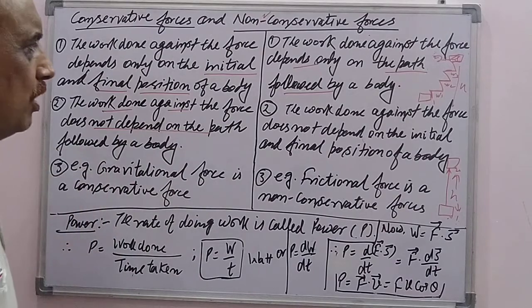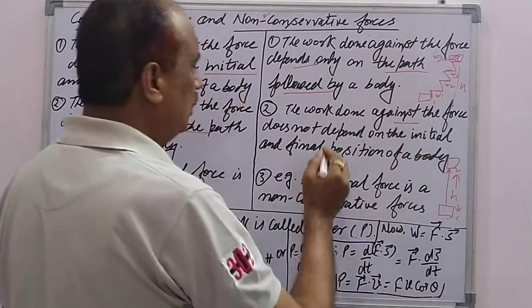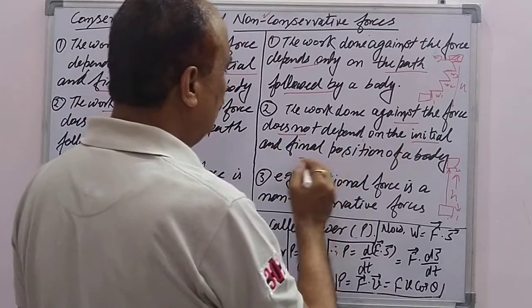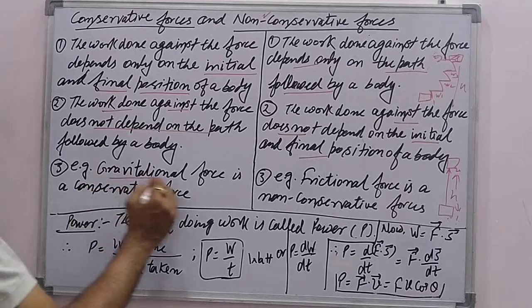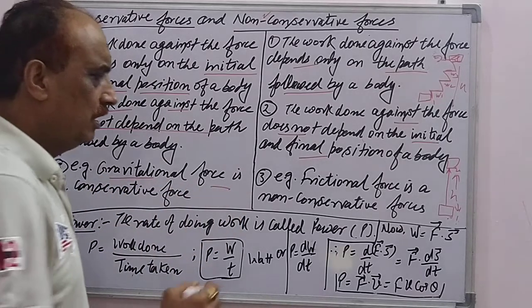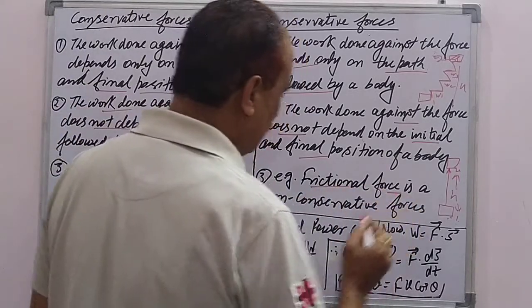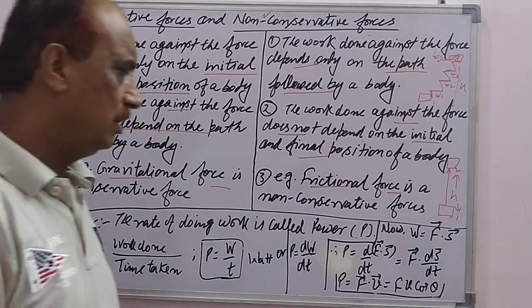Now the next thing is that the work done against the force does not depend upon the path followed. It's the converse point of this, so here we write that the work done against the force does not depend on the initial and final position of the body. For example, the gravitational force is an example of a conservative force. Similarly, the frictional force is an example of a non-conservative force. So these are the differences between the conservative and the non-conservative forces.